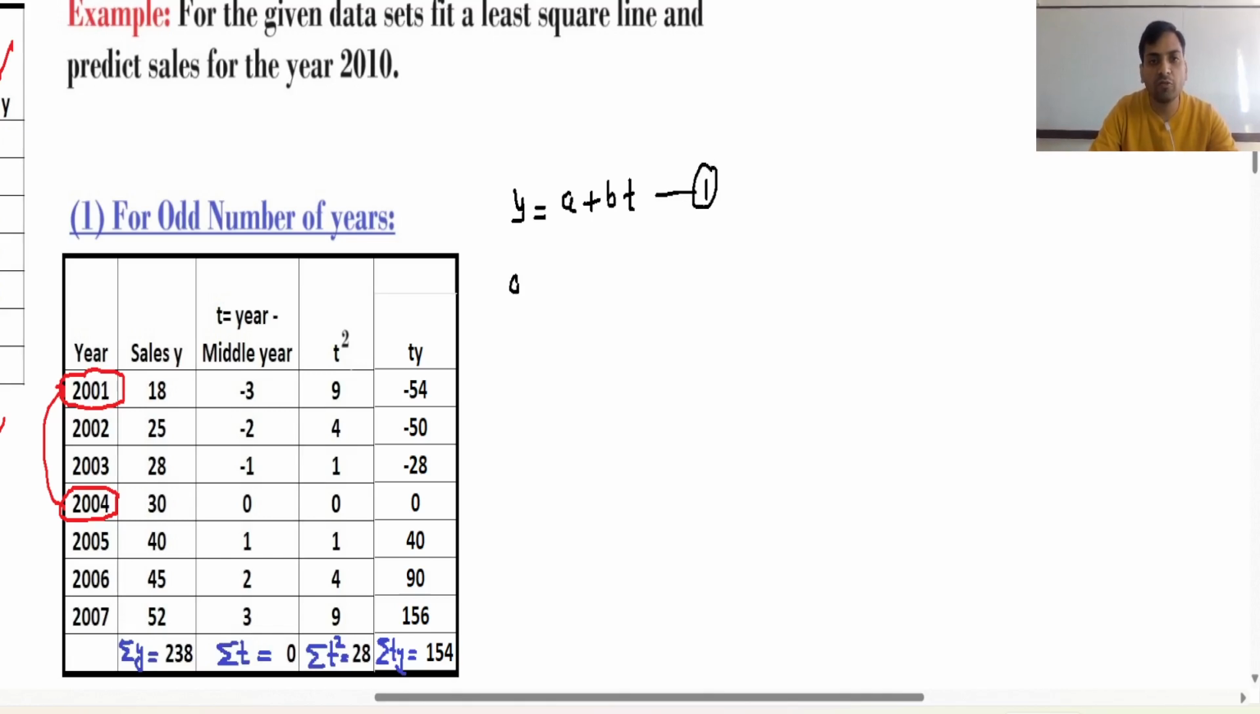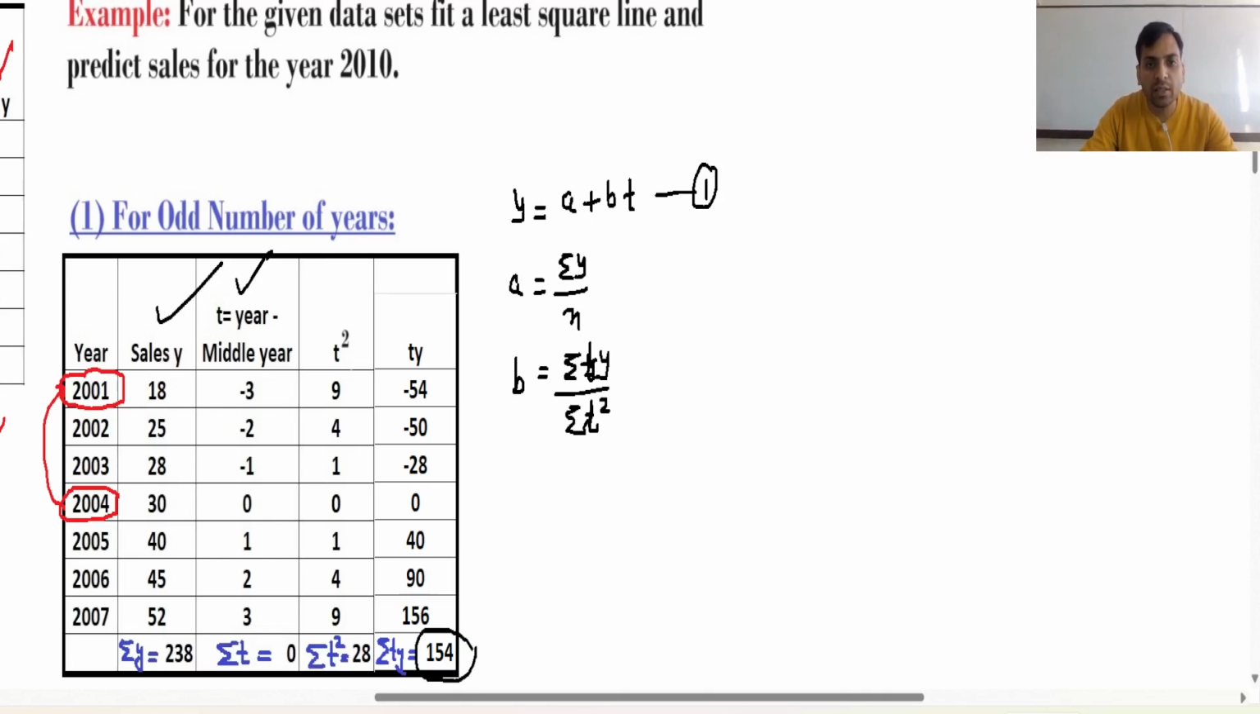And from the first equation, you have a equals summation y upon n, and from the second equation, b equals summation ty upon summation t square. So now we need summation y, so the summation of this column is summation y, and n is the number of observations, so 7 observations are there, and you need summation ty, so we will prepare a column of t into y, that is ty, and then you will get summation ty.